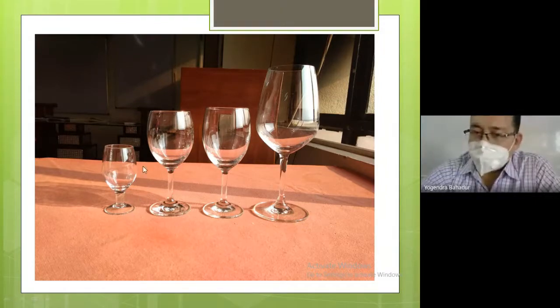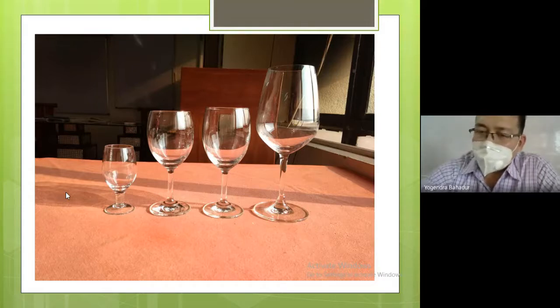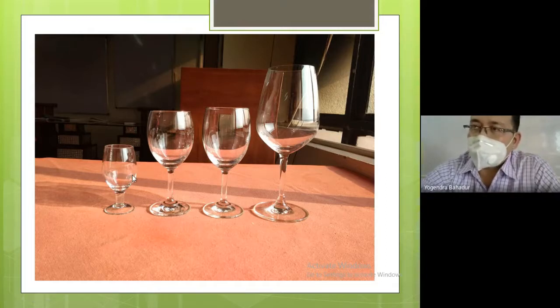From the left hand side, this small wine glass is called the Sherry Copita glass, C-O-P-I-T-A. S-H-E-R-R-Y. Sherry Copita glass. Sherry is a type of fortified wine. What is basically fortified wine? That you are going to learn in the successive theory classes. So this small size glass is known as the Sherry Copita glass. Quantity is just 2 fluid ounce, which is approximately equal to 60 ml.